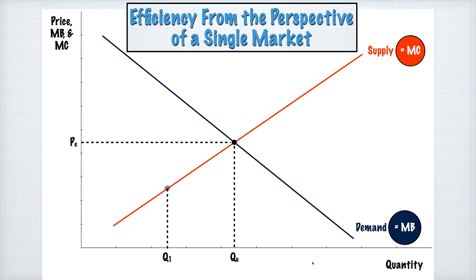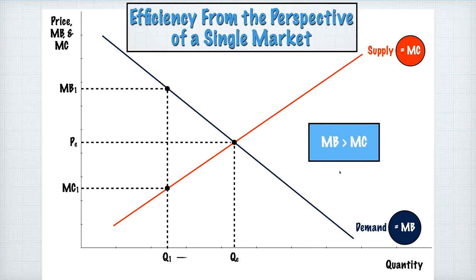So we have Q1, which is less than the equilibrium output level. If we go from Q1 up to the supply curve and across, we have marginal cost for that particular output, Q1. And if we go from Q1 up to the demand curve and across, that gives us marginal benefit. So we can see that at an output less than the equilibrium output, marginal benefit is greater than marginal cost. So individuals are deriving benefit greater than the cost of purchasing that particular item.